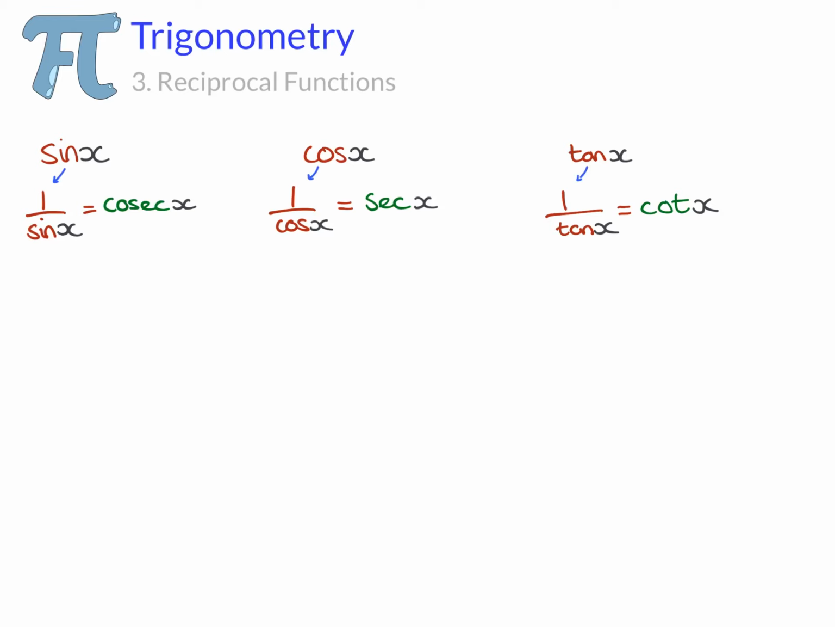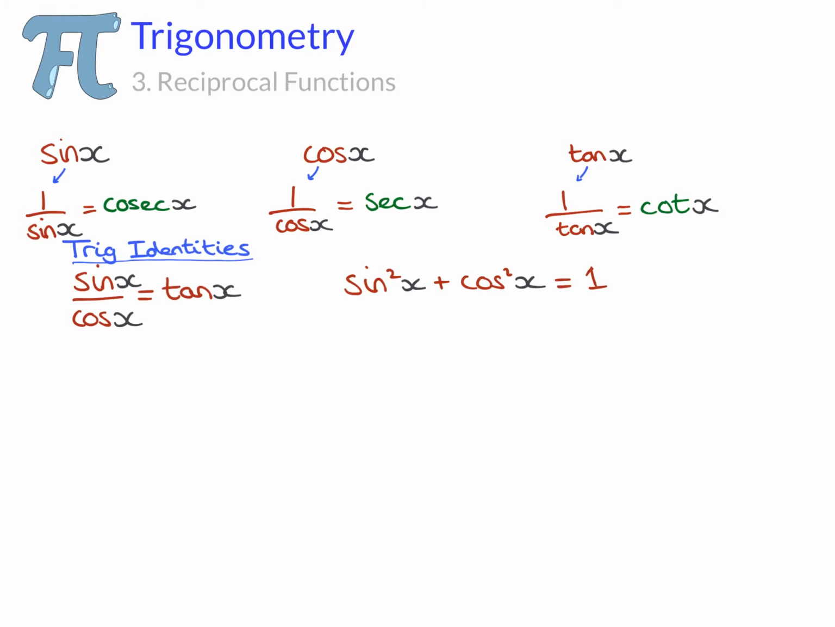These reciprocal functions are not that significant, but once we've defined them, we can use the trig identities that we are already familiar with to create new ones. For example, since cot x is the reciprocal of tan x, and tan x is equal to sine x over cos x, we must be able to write cot x as cos x over sine x.